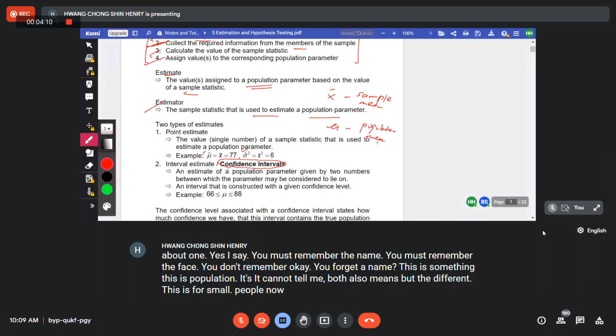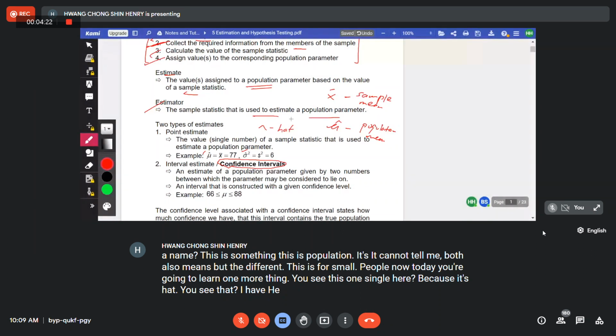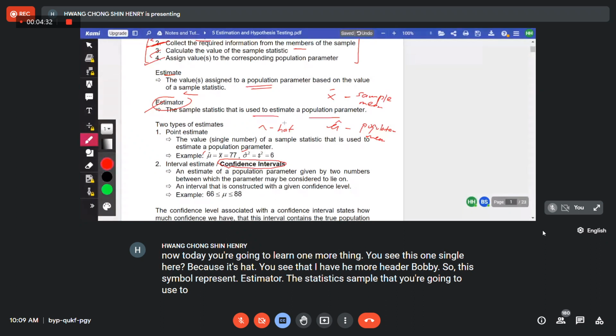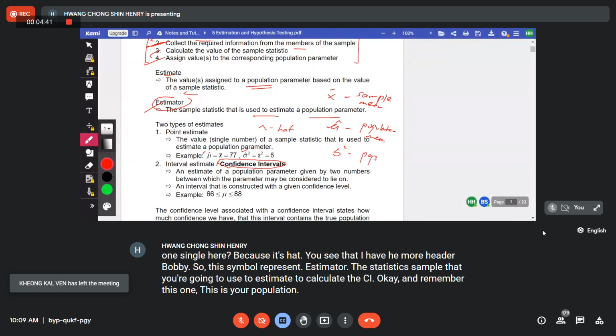Now, today you're going to learn one more thing. You see this one symbol here? We call this a hat, like the hat, H-A-T. So this symbol represents what? Estimator. The sample statistic that you're going to use to estimate, to calculate the CI. Okay, and remember this one? This is your population variance, right? Remember, this is sigma.